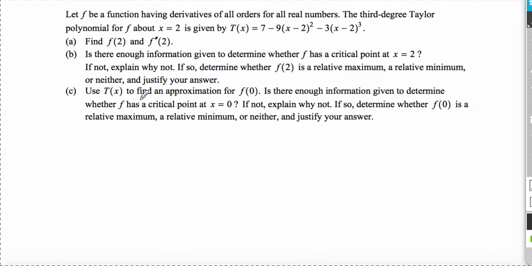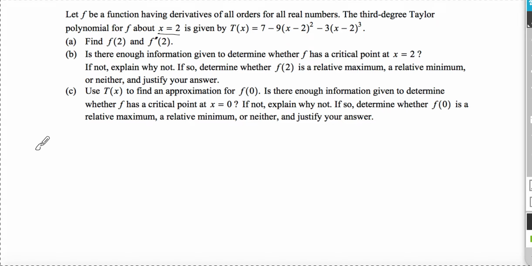All right, let f be a function having derivatives of all orders. The third degree Taylor polynomial about x equals 2 is right here. Find f of 2 and f double prime of 2.